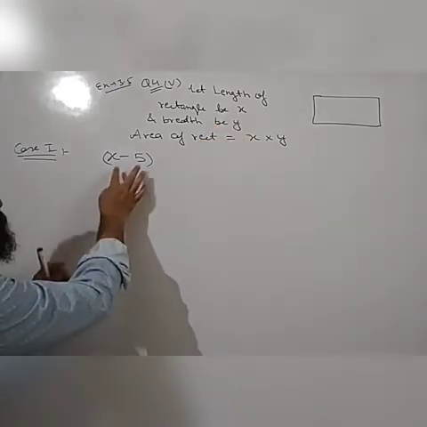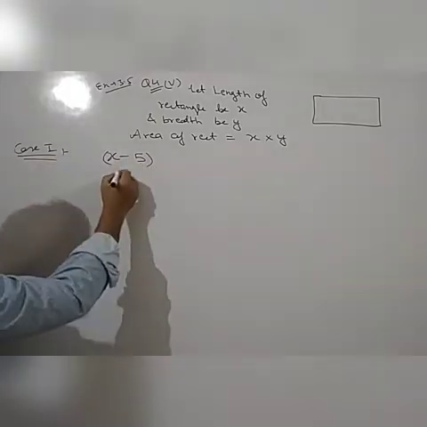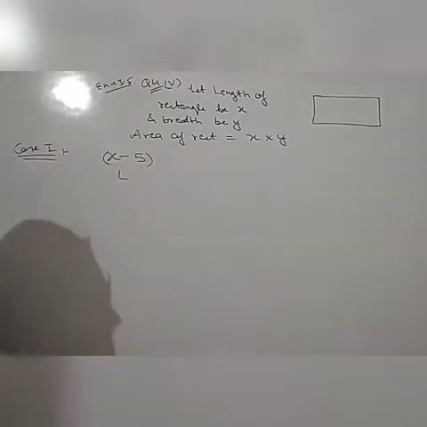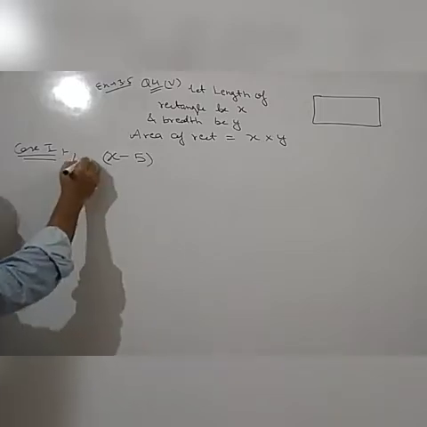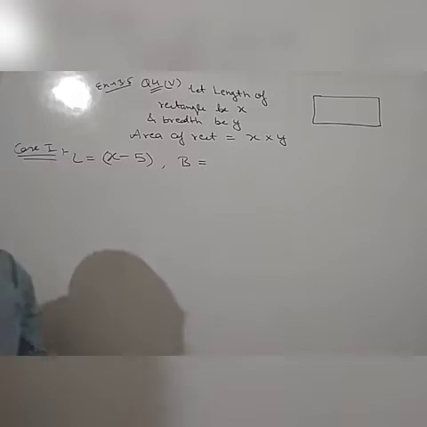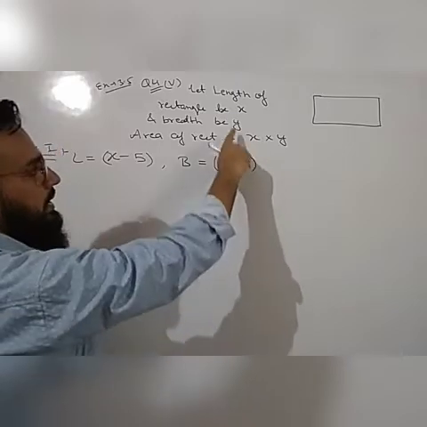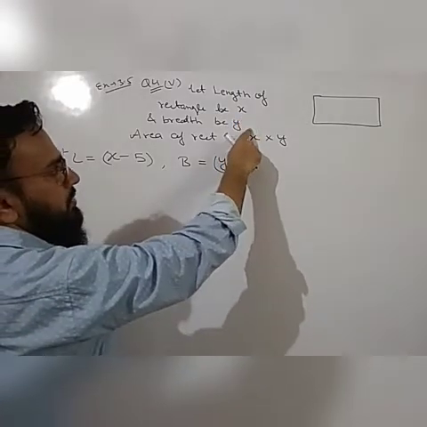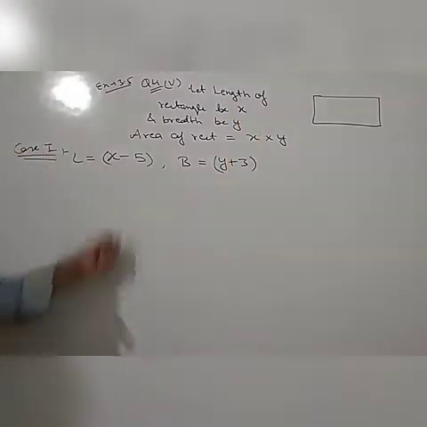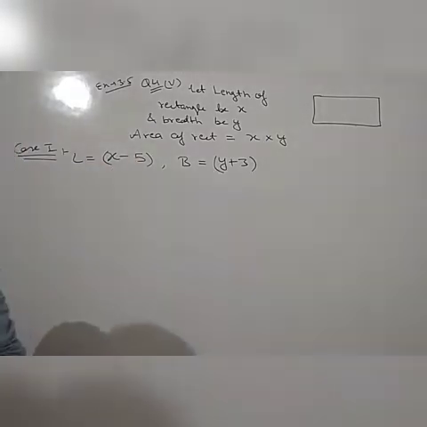When length is reduced by 5, it means it is x minus 5. It is the length L. So I am writing it here: L is equal to x minus 5. And how much is the breadth? Breadth is increased by 3 units. It means it will be y plus 3. Initially length was x, breadth was y. But now what is length? Length is x minus 5 and breadth is y plus 3.